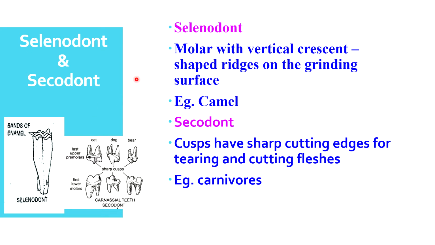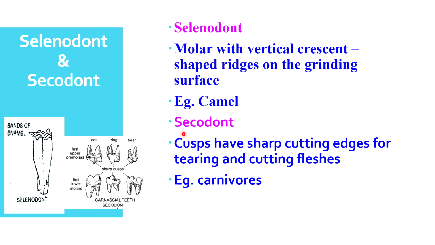Then the next one is selenodont teeth. Molar with vertical crescent shaped ridges on the grinding surface. Grinding is the function. This is the grinding surface. Here the ridges are crescent shape. That is in the case of selenodont, and the camel is the example for selenodont teeth.